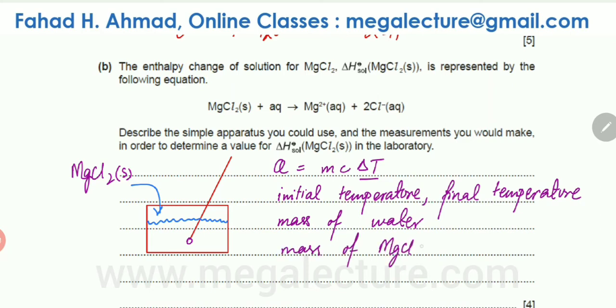Why would you need the mass of MgCl2? So you can calculate the moles of MgCl2. Because you want to know what you would measure the energy change using Q is equal to mc delta T, but you would also need to know that this energy change is associated with how many moles of MgCl2. So the mass of MgCl2 that you are adding to the mixture is important, because then you can use ratios and figure out the energy change for 1 mole. So these are the measurements that you need to make for this experiment.